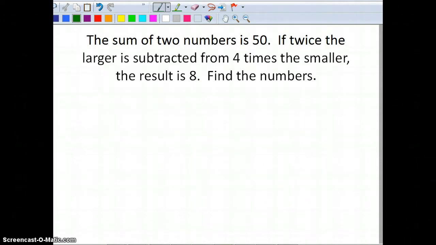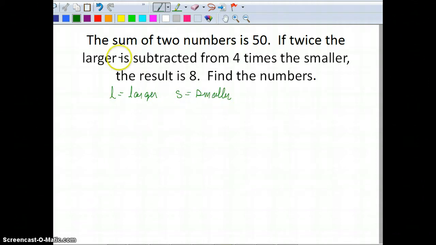Now this next problem is a little more complicated. The sum of two numbers is 50. If twice the larger is subtracted from 4 times the smaller, the result is 8. Find the numbers. Now when I talk about my variables, I've got to be a little bit more specific. So let's say that L is the larger number and S is the smaller number.